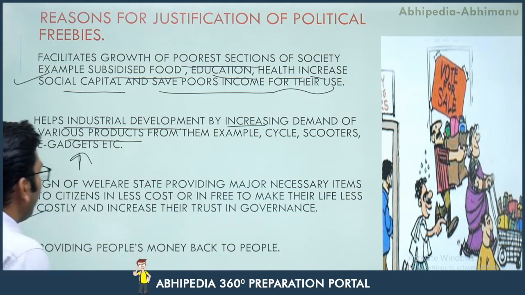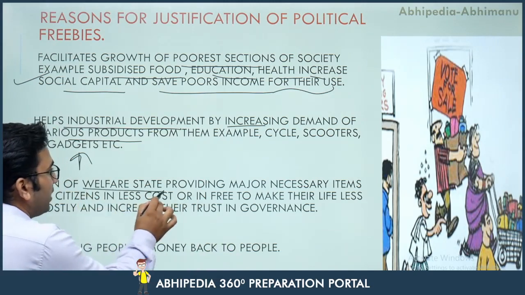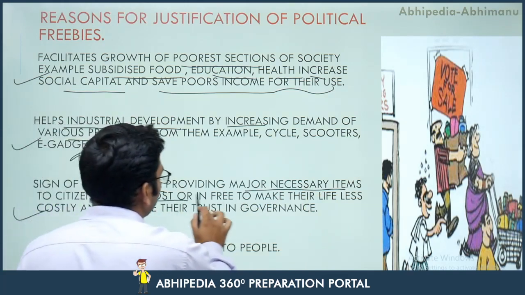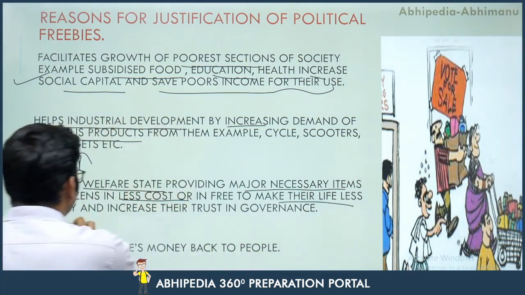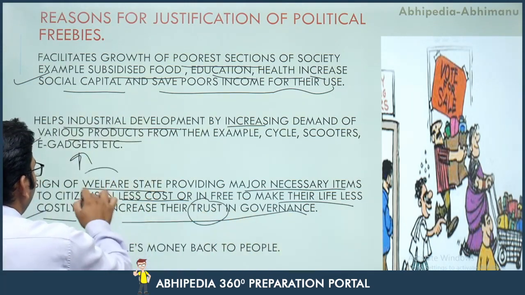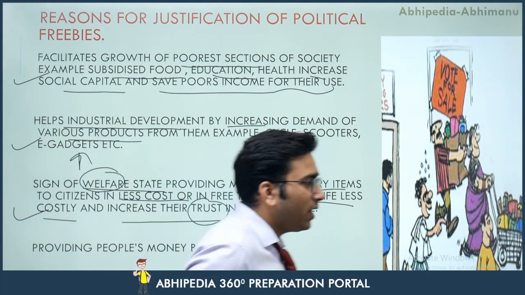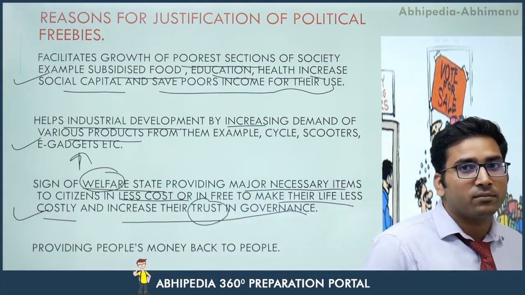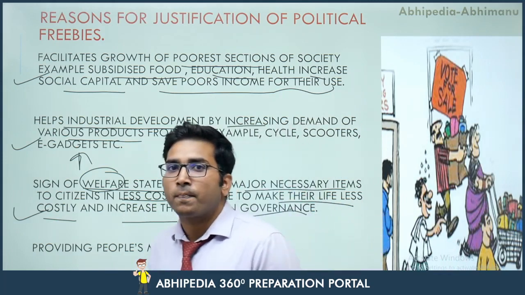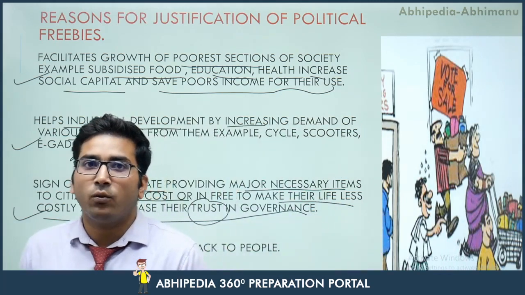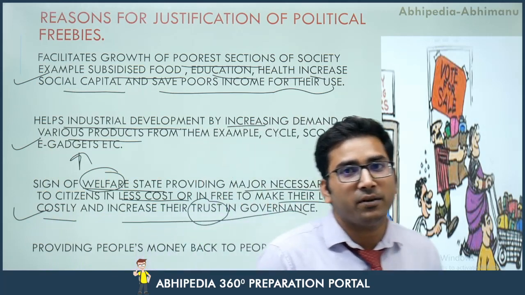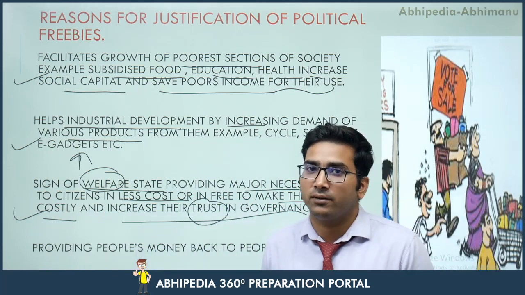Third, they say that it is a sign of a welfare state, providing major necessary items to citizens at less cost, or free, to make their life less costly and increase their trust in governance. So two things: trust and welfare state. The people also justify political freebies on the basis of the welfare state. They say that India is a democratic country where we have the responsibilities of the state in the name of DPSP to provide welfareism to the people, right?